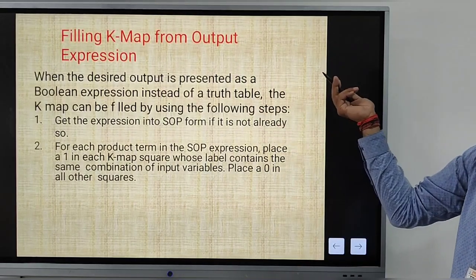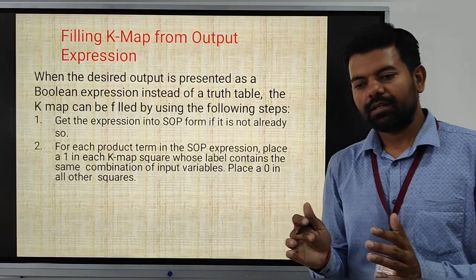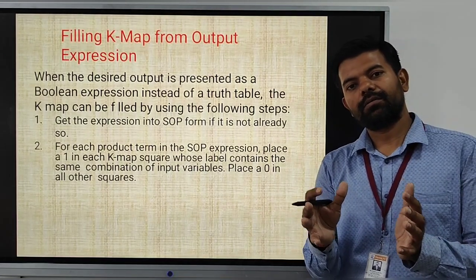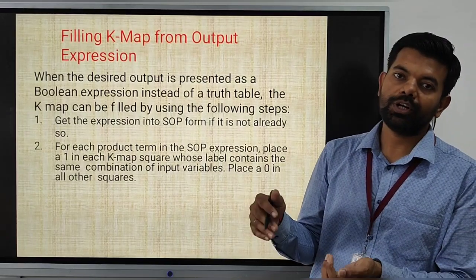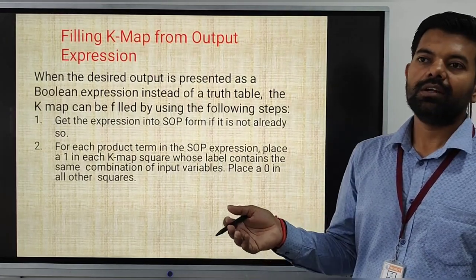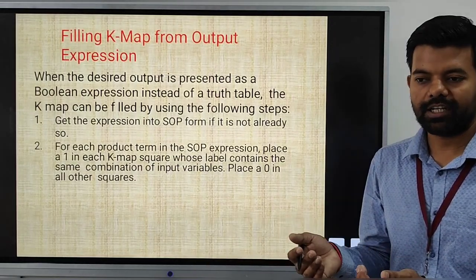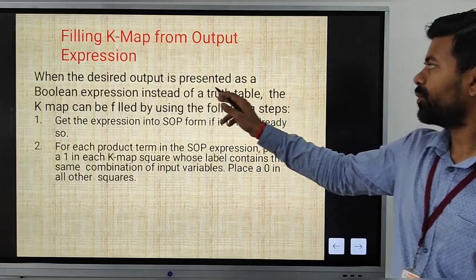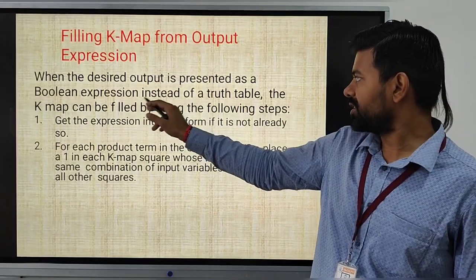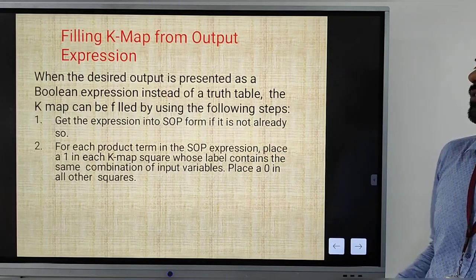Filling the K-map from output expressions. Now we have seen how we can fill the K-map through a truth table. Now we need the output expression. In some questions, they give us an expression and ask us to fill the K-map. So when the desired output is present as a Boolean expression instead of a truth table, the K-map can be filled by using the following steps.